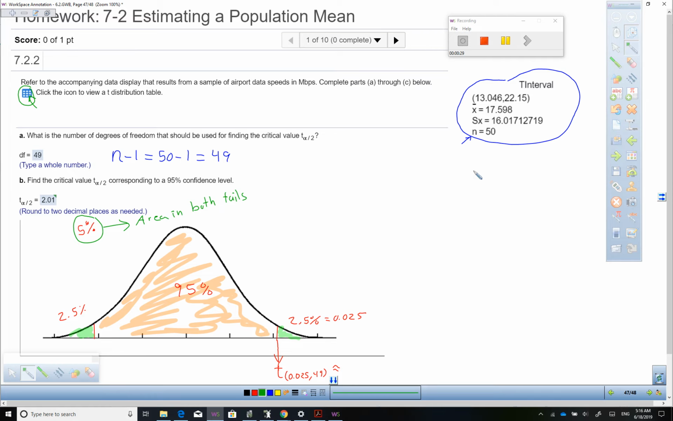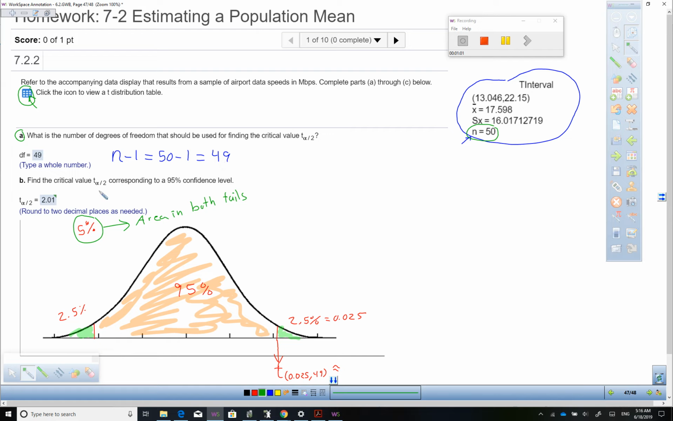Let me mention that for the first question, they ask what is the number of degrees of freedom that should be used for finding the critical value t sub alpha by 2. The degrees of freedom is found by taking the sample size, which is n, and subtracting 1 from that sample size. So that's how you find the degrees of freedom. In this case, it's 50 minus 1, which is 49.